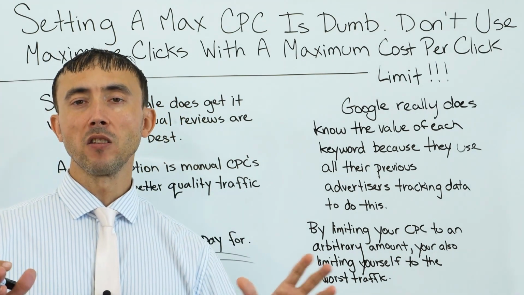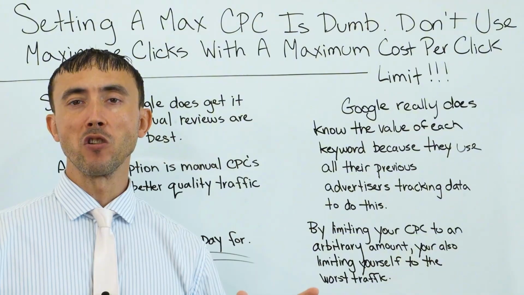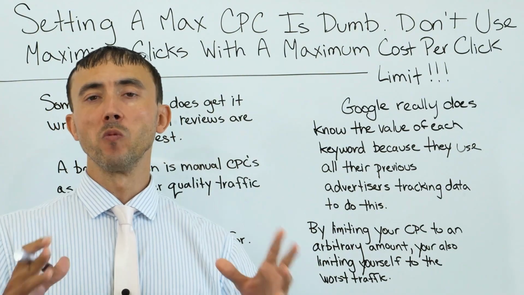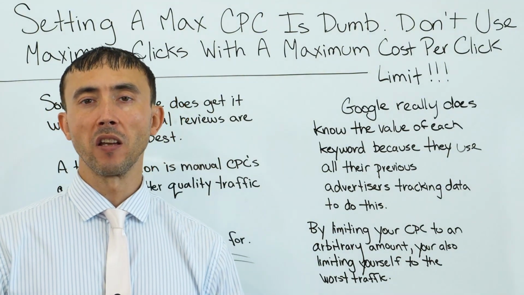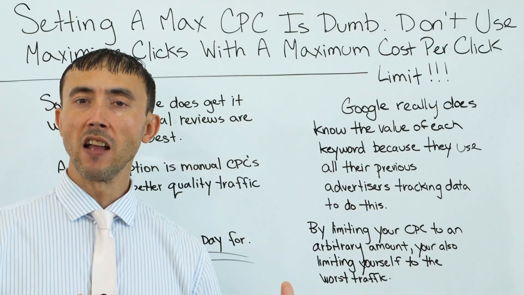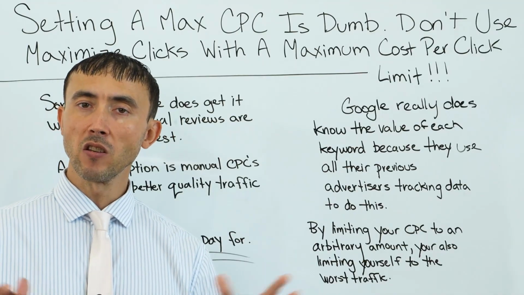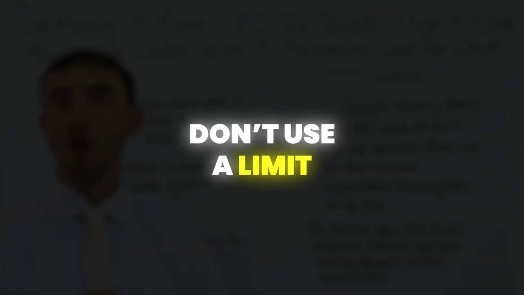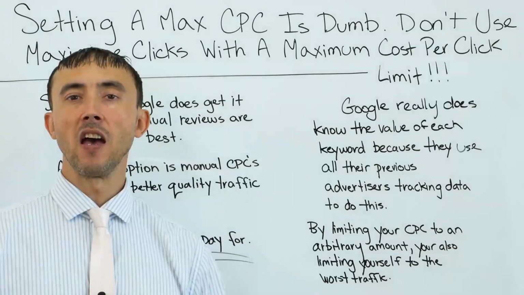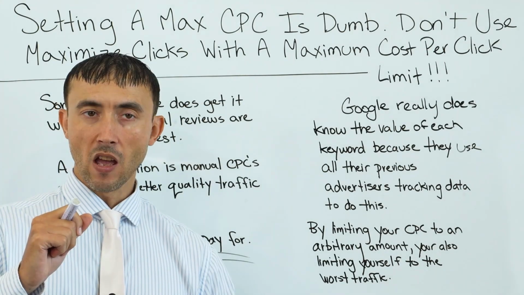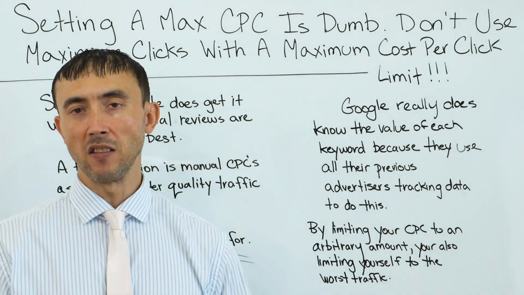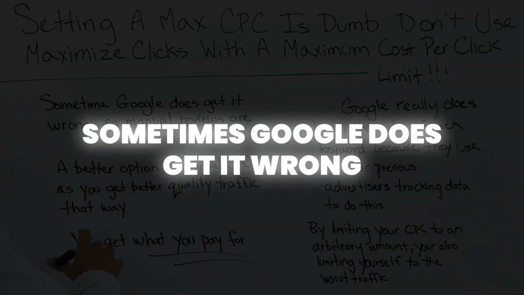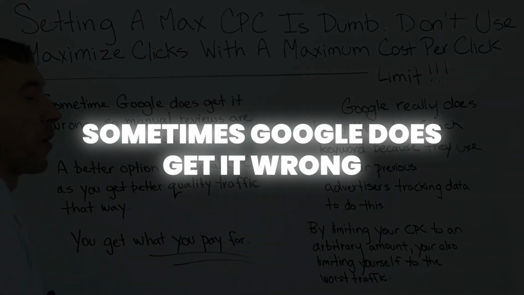So that is the major thing that you have to understand as you're trying to decide whether to use a maximum cost per click limit on your campaigns or not, which I'm going to tell you here not to use at all, ever, unless you do it on a case-by-case basis, essentially. Sometimes Google does get it a little wrong. I mean, they're not perfect.